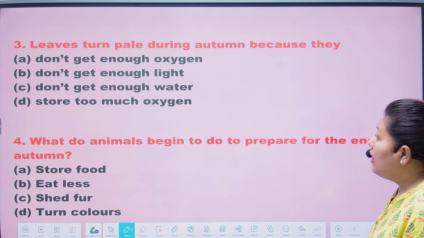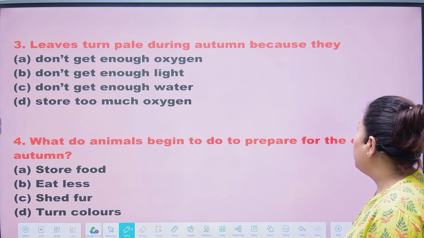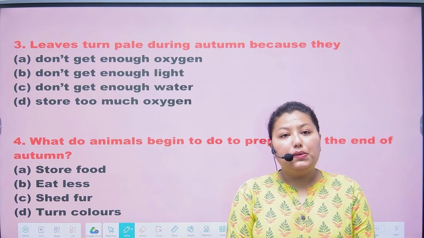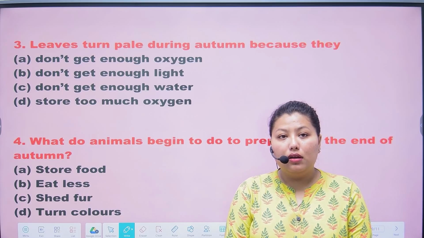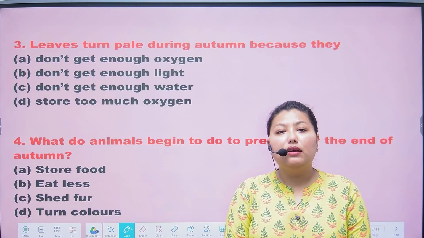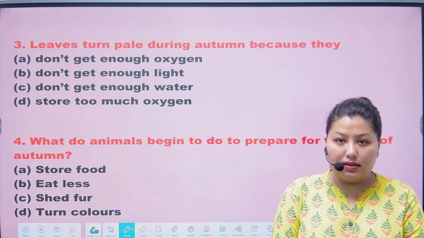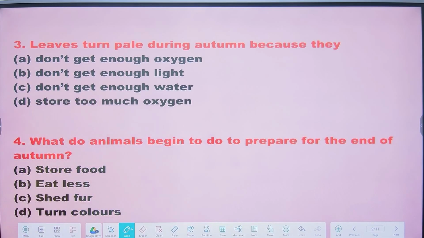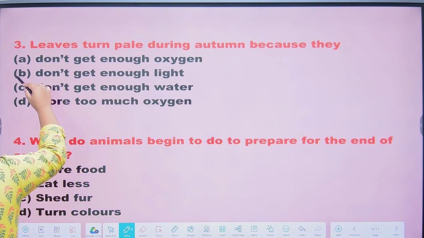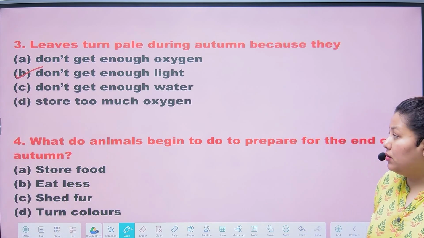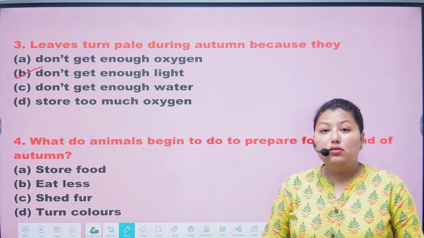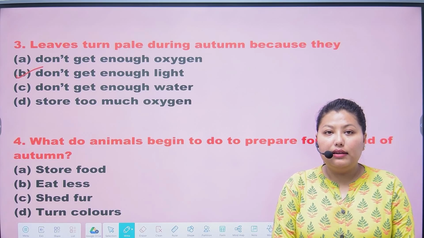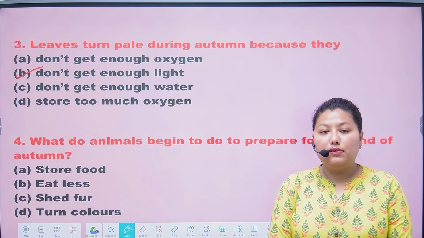Next question. Leaves turn pale during autumn because they. So why do leaves turn pale during autumn season? Options are: don't get enough oxygen, don't get enough light, don't get enough water, store too much oxygen. So leaves turn pale during autumn because they don't get enough sunlight. Option number B is the correct answer. Leaves need sunlight to keep green. If they don't get enough light, then the leaves turn pale.